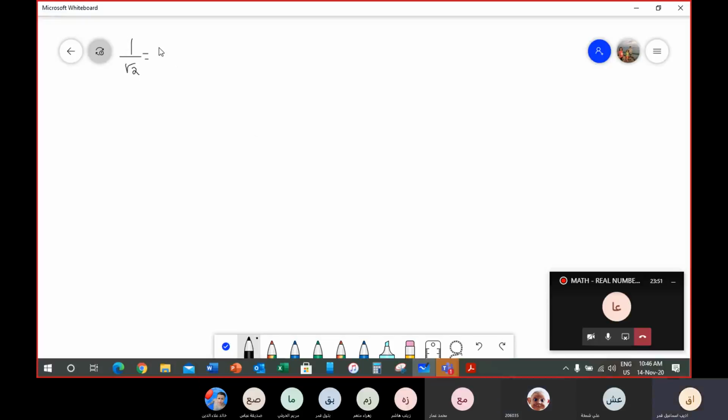Batul Amar: We multiply the numerator by radical 2 and the denominator by radical 2. So the numerator will be radical 2 and the denominator will be 2.